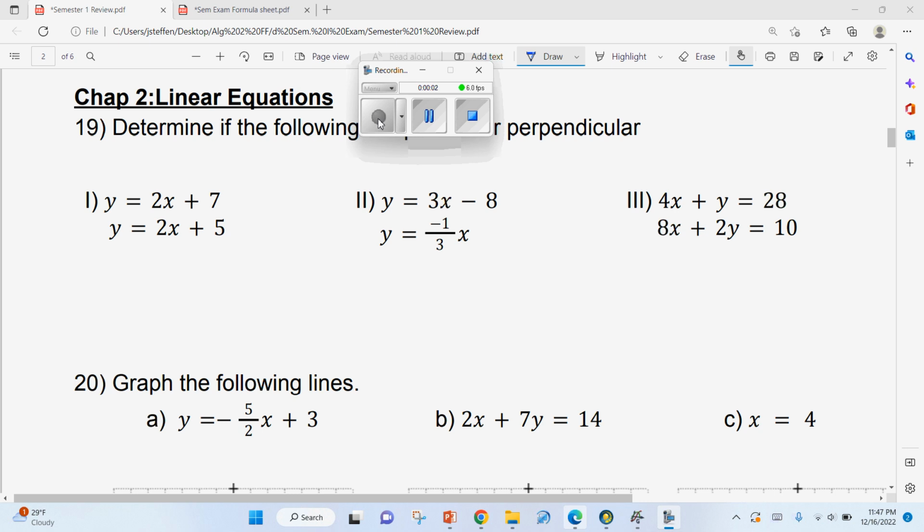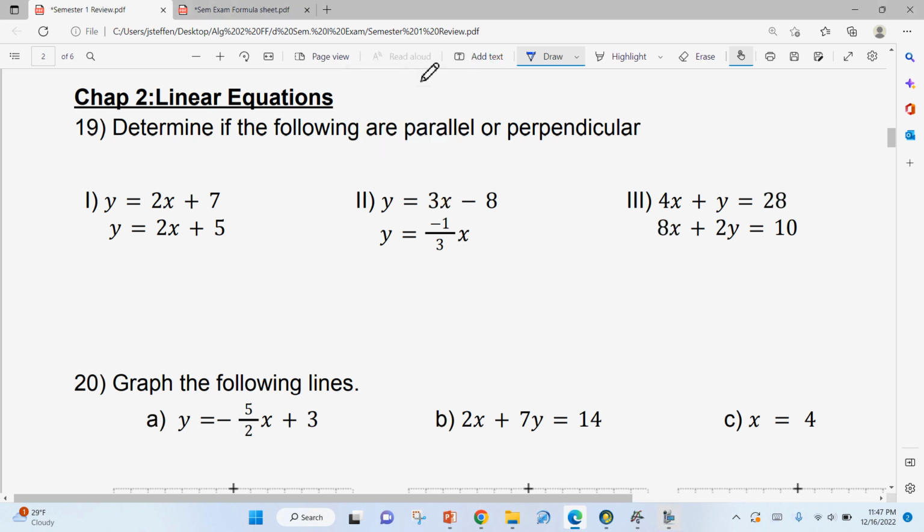All right, let's start part 2 of this. This is chapter 2. We did linear equations, and later we did transformations. So, number 19, determine if the following are parallel and perpendicular.